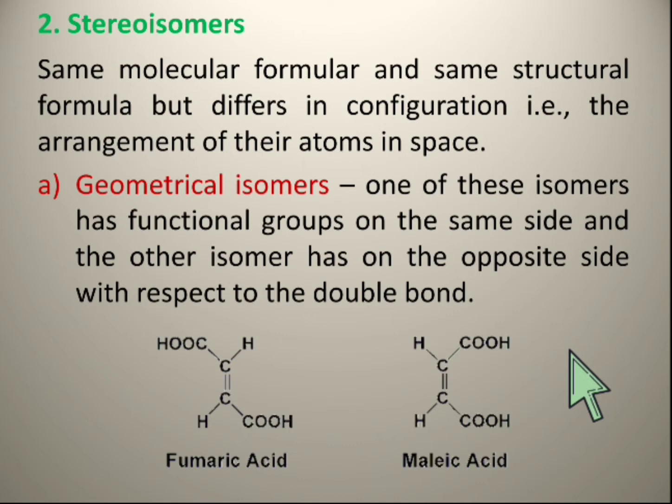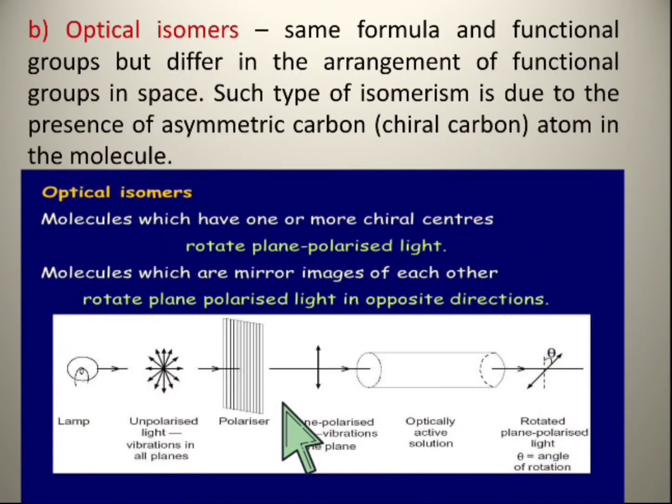For example, in the case of geometrical isomers, the functional groups are either on the same side or on opposite sides with respect to the double bond. You can compare with respect to the double bond. You can see in the case of maleic acid, they are on the same side, whereas in fumaric acid, they are on the opposite side. Alright.